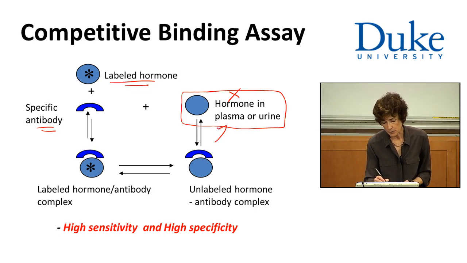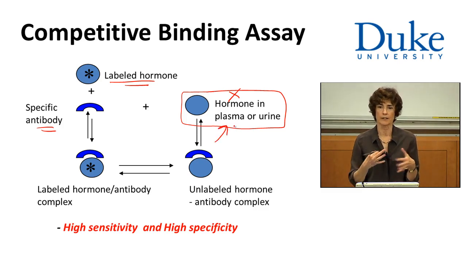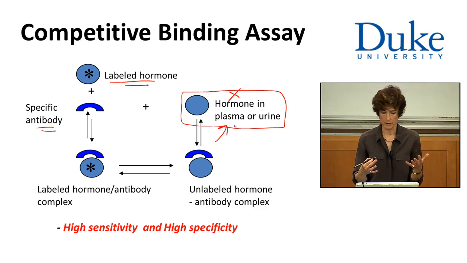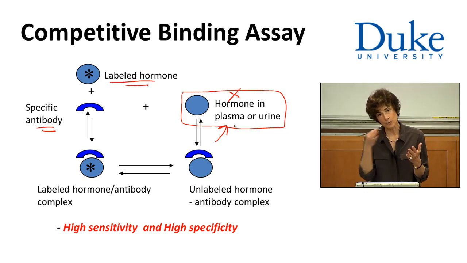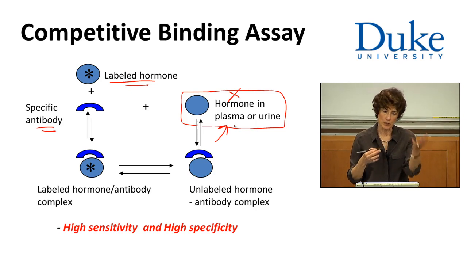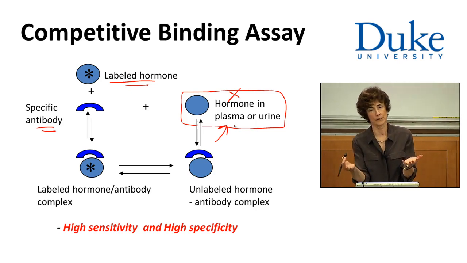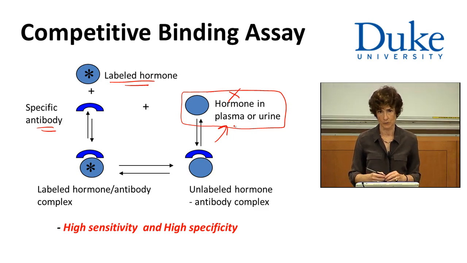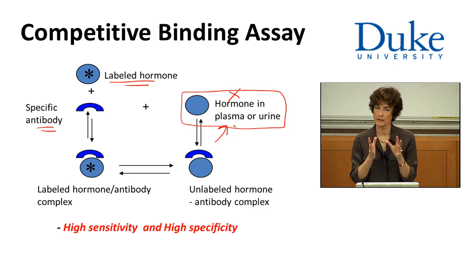And the unlabeled hormone should compete off a finite amount of the labeled hormone, and then by subtraction we know how much should have come down. By subtraction we can figure out how much of the unlabeled hormone we have present in the sample. So this is high sensitivity because of the antibody, and it's high specificity because of the antibody. But it doesn't tell you if the hormone is active.